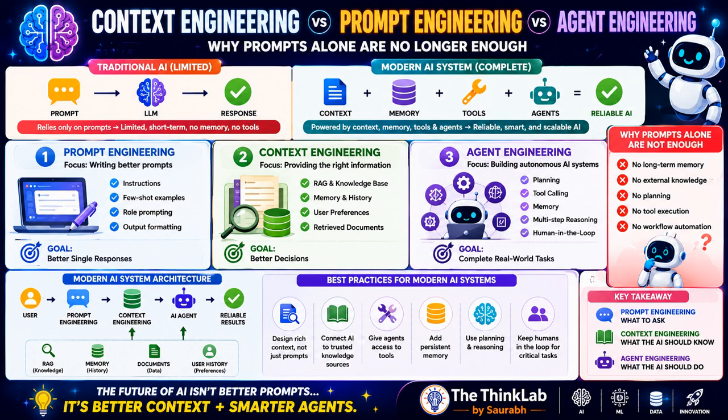So why did prompt engineering become popular? When ChatGPT was released, people realized that just changing the prompt could improve the output. Techniques such as role prompting, few shot prompting, chain of thought prompting, and different structured prompting became very popular. So prompt engineering seemed like the ultimate solution. But developers soon discovered important limitations.